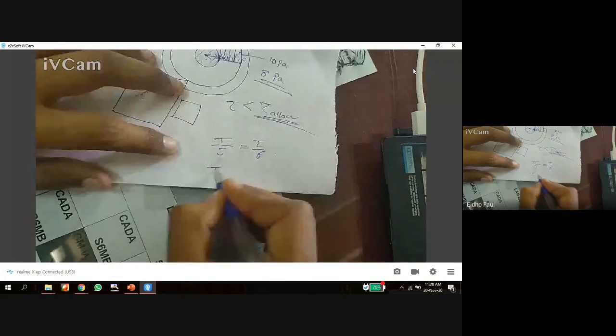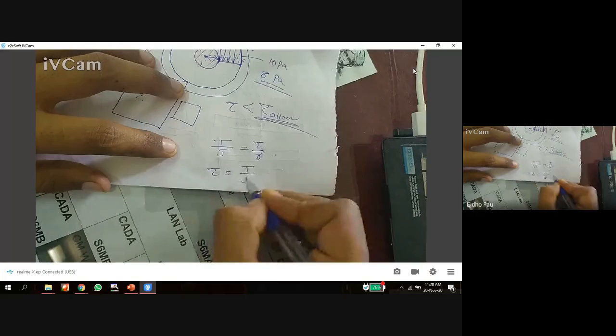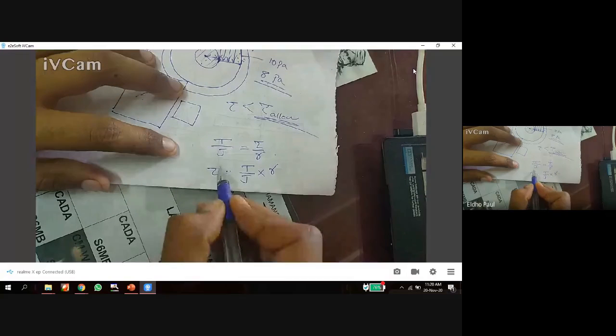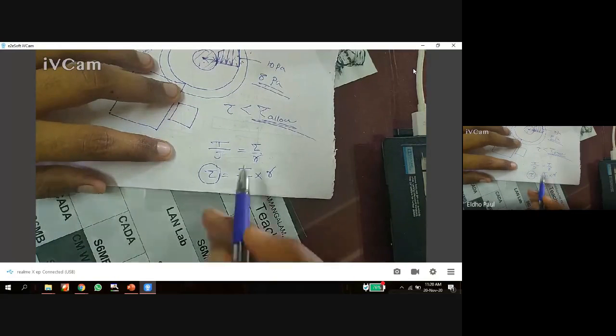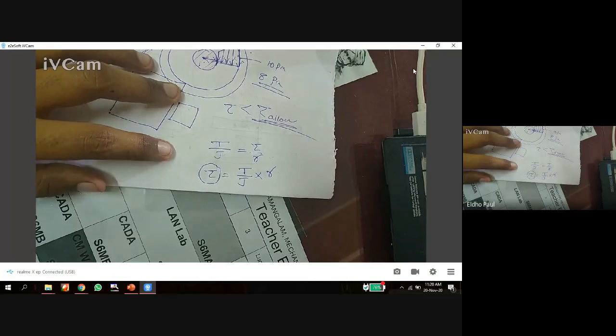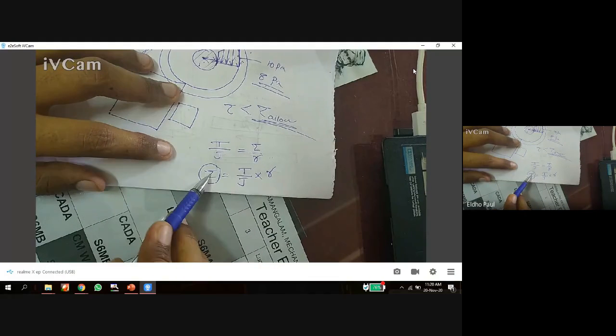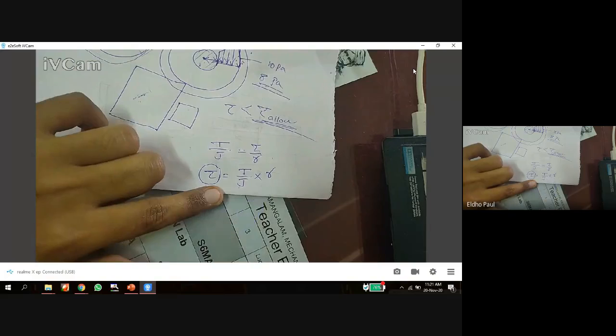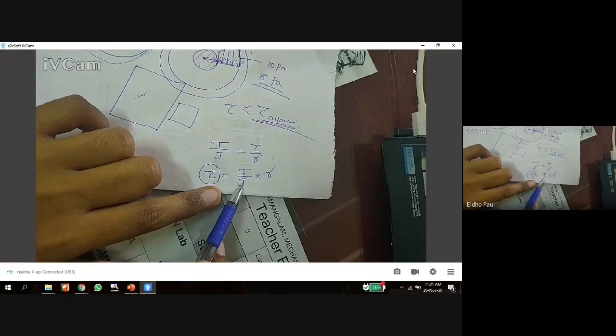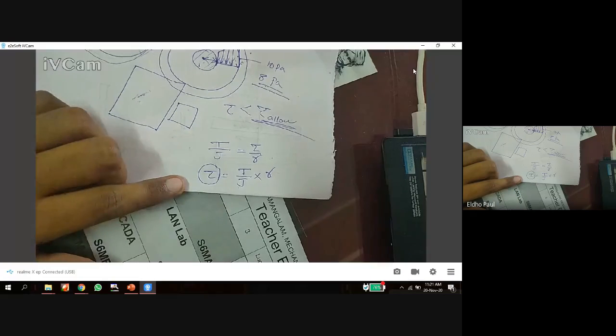Okay, tau is equal to T by J into R. Right. So what are the different reasons for this increase in torque? One reason is T. That is, if we supply more torque, this will increase. So, for example, I maintain a constant torque. What are the other factors? One is J, one is R. So with respect to increasing J value, what happened to this torque? J increase in the torque.